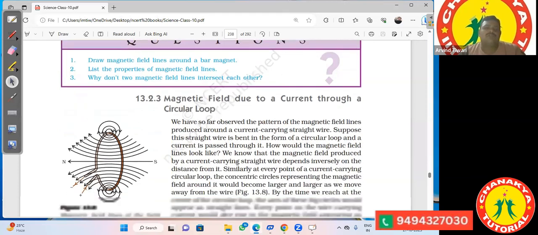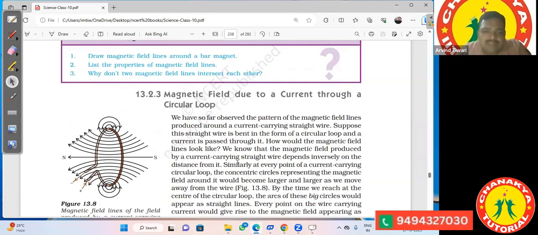Okay, here is a question. Why don't 2 magnetic field lines intersect each other? Manan, Kesubha, Charvik, and a few people have not turned on their camera. Please turn it on.